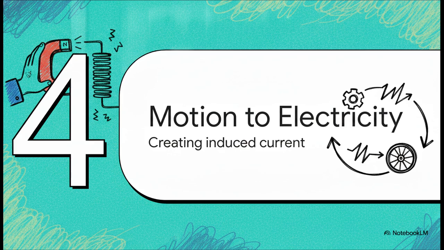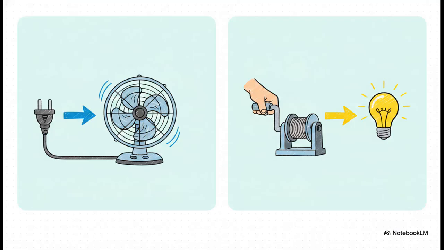Okay, Section 4, creating electricity from motion. What if we completely flip the script? If putting electricity into a magnetic field creates physical motion, what happens if we start with the motion instead? This right here is a crucial aha moment.